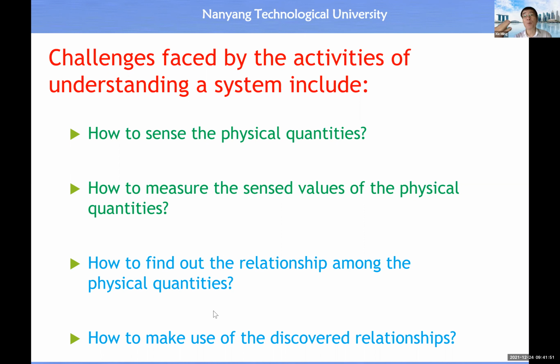Then subsequently, we can continue because we want to understand the world, okay? Then we may want to know the answer to question number three, how to find out the relationship among the physical quantities, how to make use of and discover the relationship, okay? So the answers to these two questions will not be covered by this course because there are other courses which will cover them, okay? Because there is enough content for us to study within this course, which will focus on the answer to the first two questions, right? To be clear, there are other subjects which will try to provide the answer to question number three, question number four.